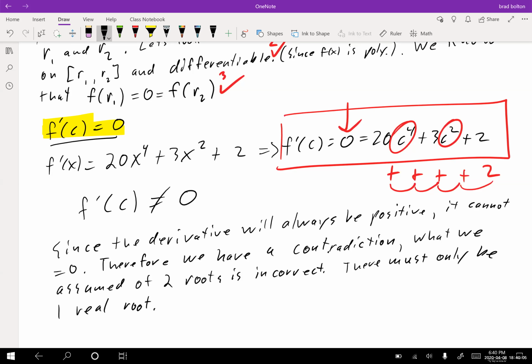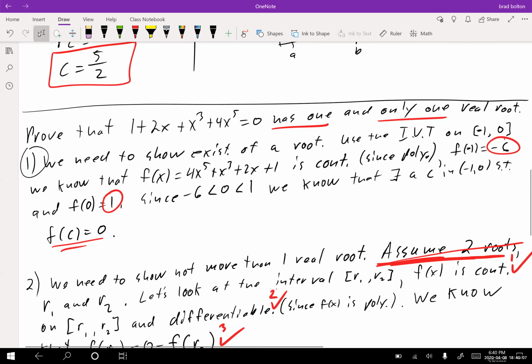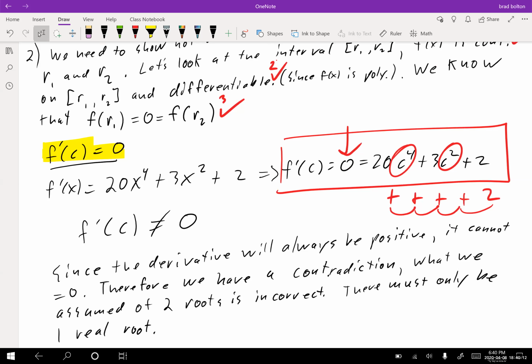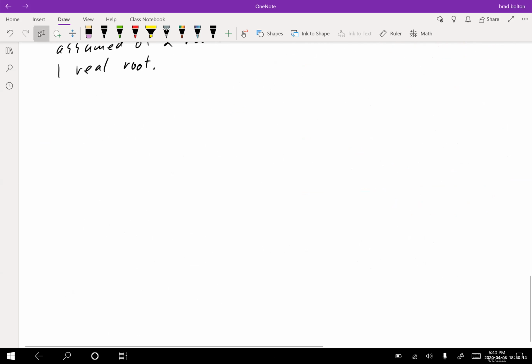Now we did it in two parts. We proved there is at least one real root, the existence, using the intermediate value theorem, and then we used Rolle's theorem to prove there is not more than one real root. So that is a little proof like that. Normally people have a really hard time with that problem.